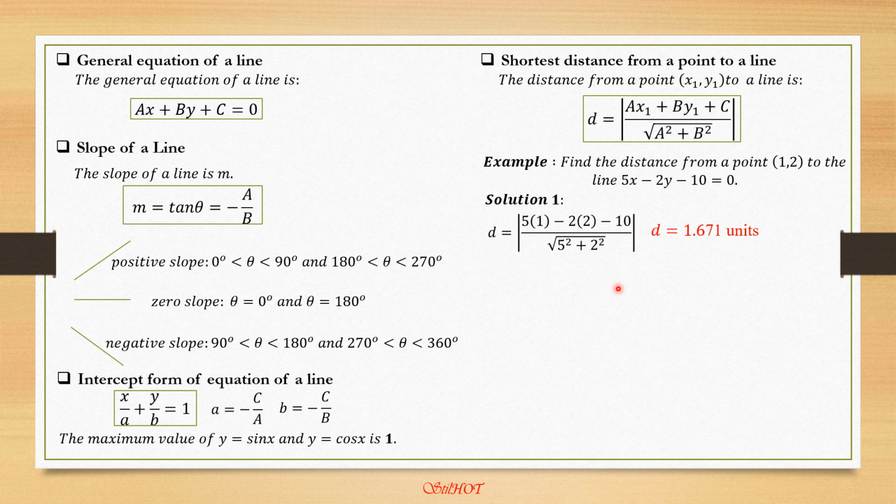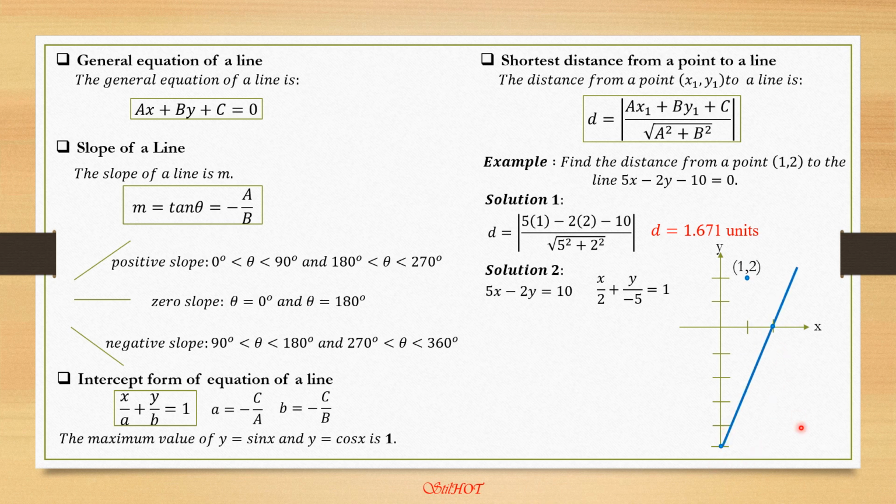Then what if you cannot remember the formula? So we have to use trigonometry and geometry here. So solution number 2: we transform the line into intercept form and locate (1, 2) and the line 5x minus 2y equals 10. Then divide everything by 10. So the first term becomes x over 2. The second term is y over negative 5, equals 1. So the x-intercept is positive 2 and the y-intercept is negative 5. So these are the intercepts, (2, 0) and (0, negative 5).